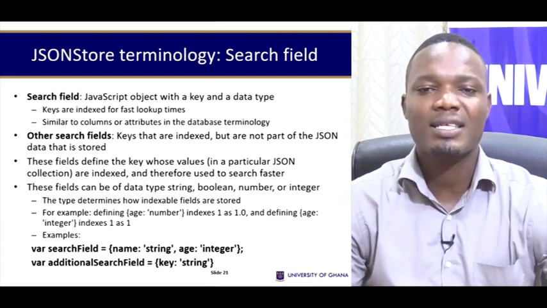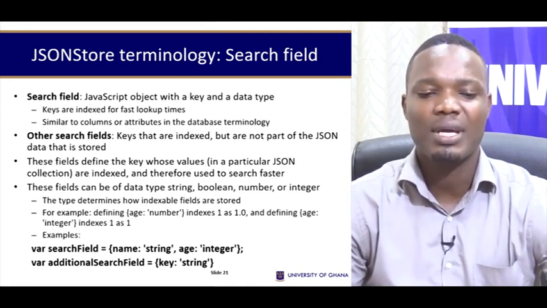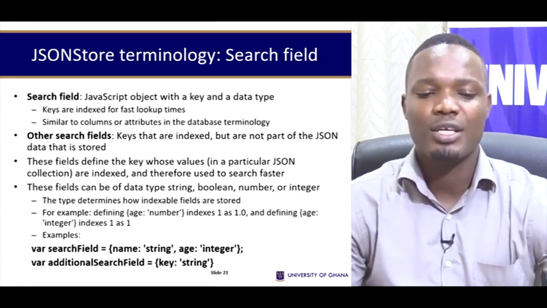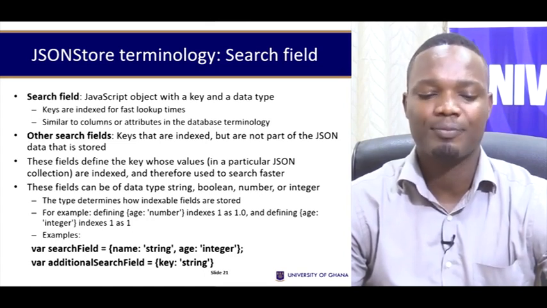We also have the search field. Now, this is a JavaScript object with a key and a data type. Keys are indexed for fast lookup times. Now, the use of this search field is that it helps us to determine how indexable fields are stored. So for example, if you define a field age as number, then 1 is indexed as 1.0. And if you define age as integer, then it indexes 1 as 1.